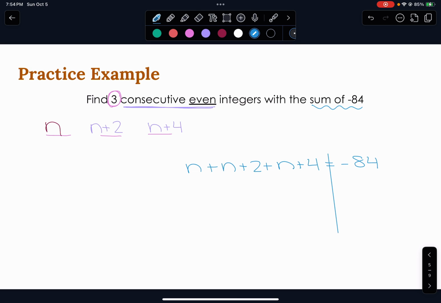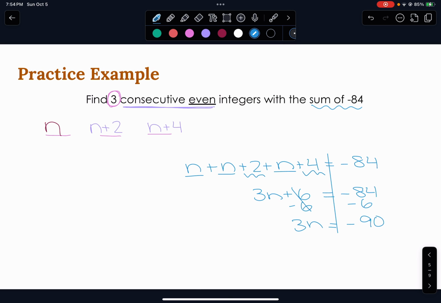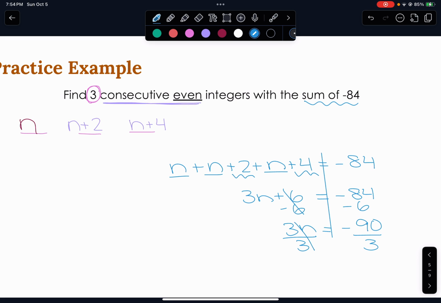Yet again, we're just going to combine our like terms. So we have n plus n gives me a 3n. 2 plus 4 gives me a plus 6 equals negative 84. I'll subtract 6 on both sides, so I'll get 3n equals negative 90. Finish off by dividing by 3. Oops, the 3 should cancel out. And then n should equal negative 30.